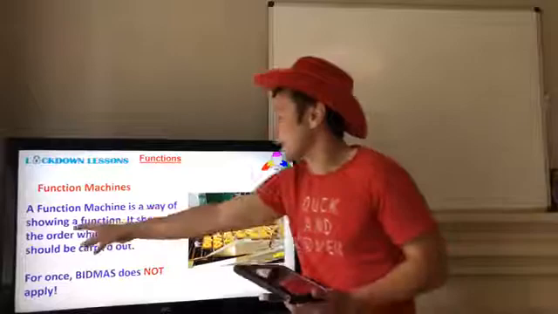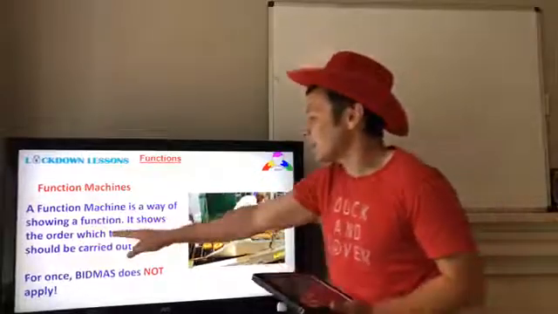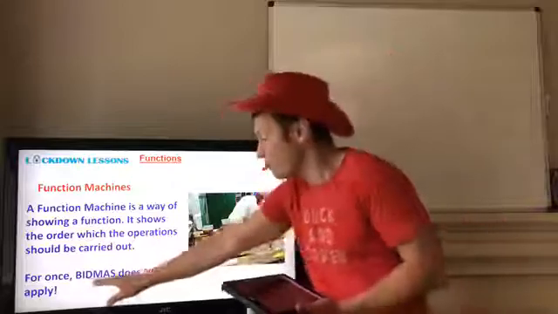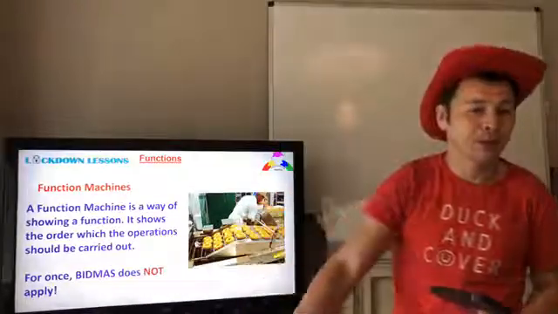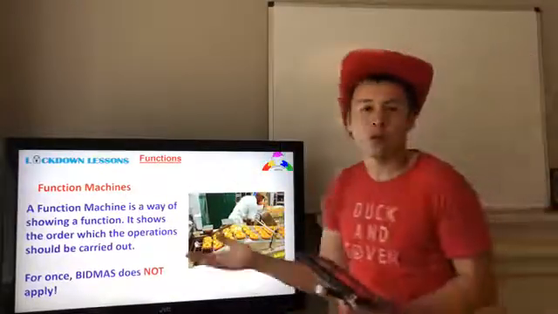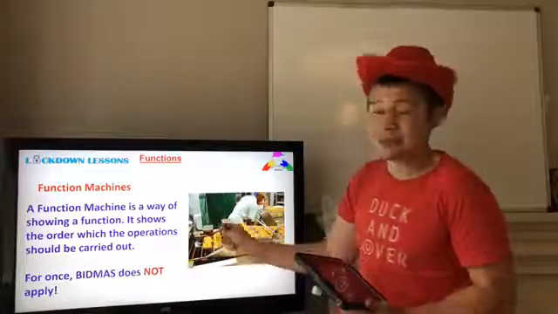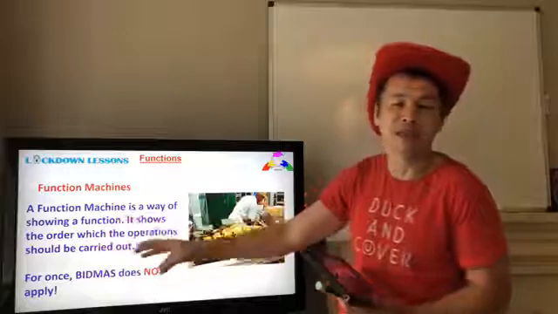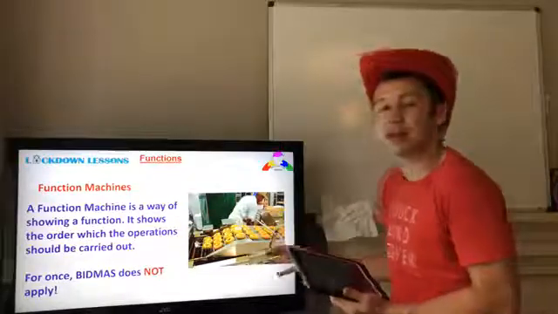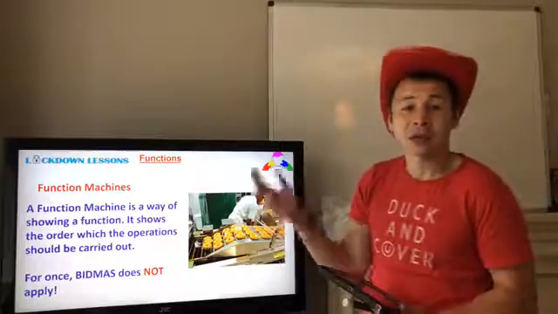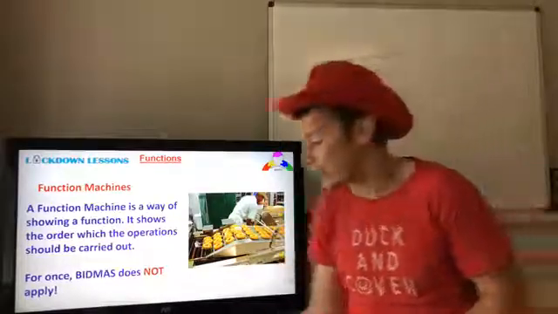So a function machine is a way of showing a function. It shows the order in which the operations should be carried out. And for once, BIDMAS does not apply. Normally, I've taught you, you always times before you add. Okay? If a function machine says to add first, we add first. So it tells you the order you do something in. And function machines are great ways to understand how to solve problems and even to look at algebra.